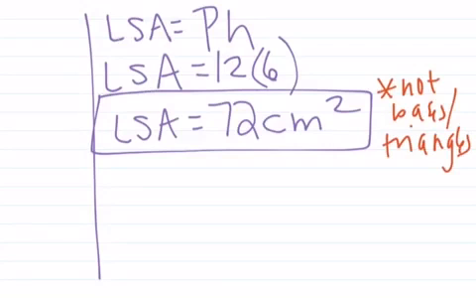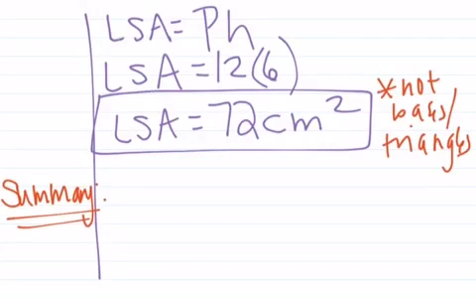Okay, last thing to do is your summary. Again, our learning target, we're finding lateral and total surface area of triangular prisms.